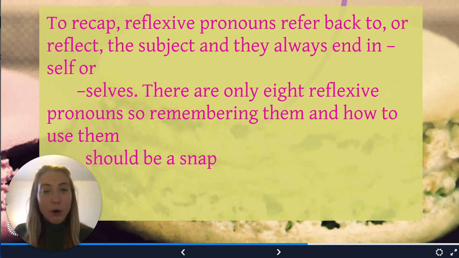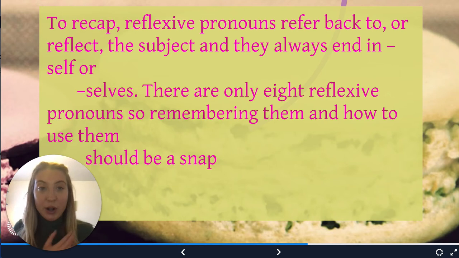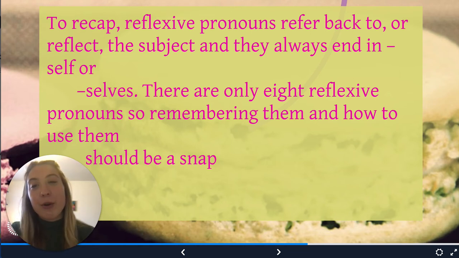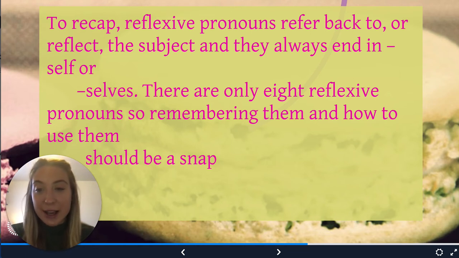All right, so to go over it again, remember our reflexive pronouns refer back to or reflect the subject, and they always end in self or selves. Self singular, selves plural, which is more than one. There are only 8 reflexive pronouns, so we need to remember them, and how to use them should be a snap. So let's go over our 8 reflexive pronouns one more time.